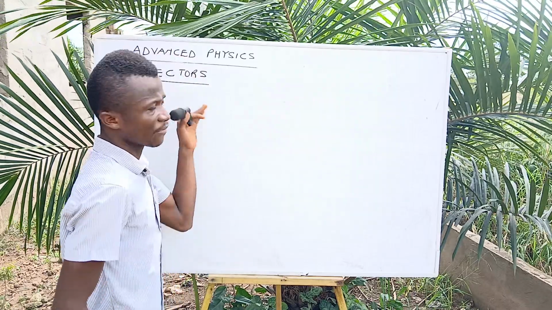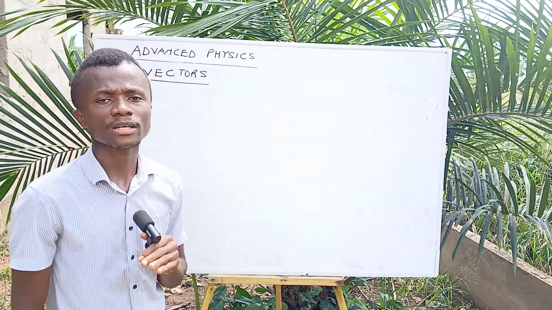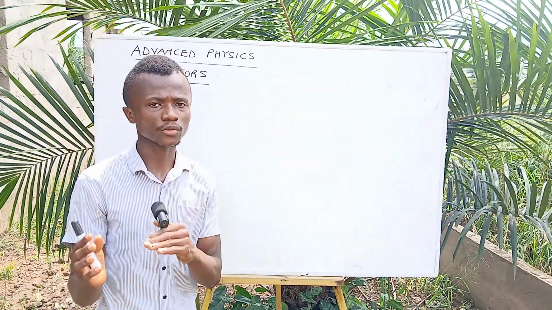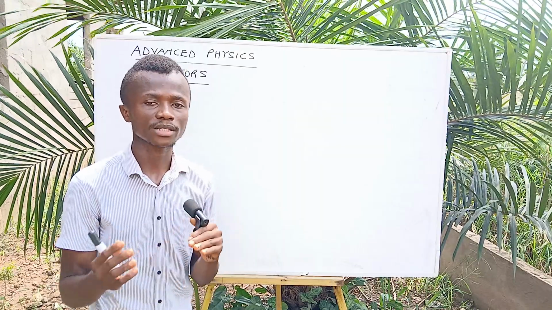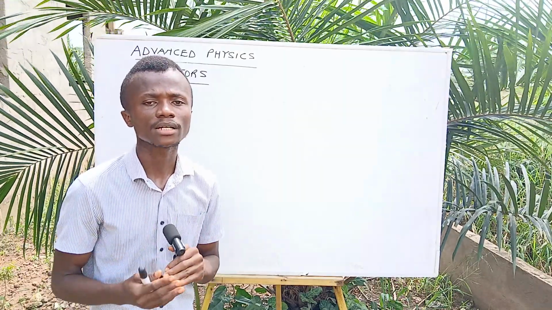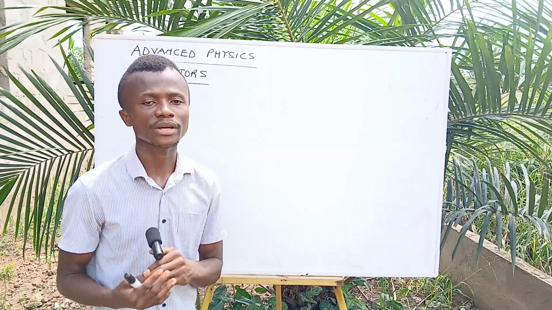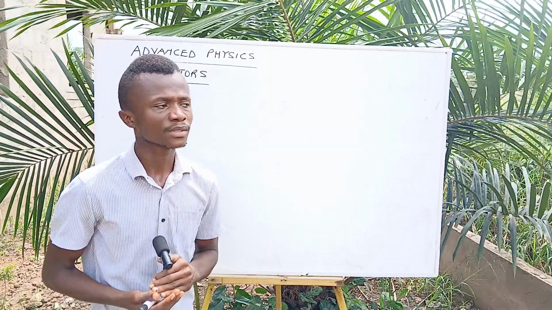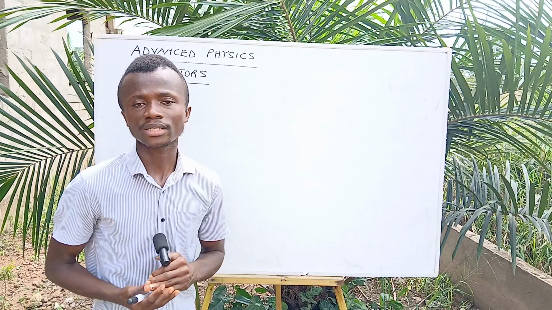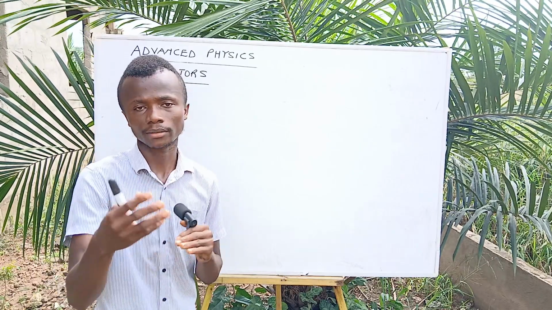We start off with vectors. In physics, several quantities have both magnitudes and directions. Such quantities include forces, momenta, impulses, acceleration, displacement, just to mention a few. Those quantities can be illustrated in the two-dimensional plane.